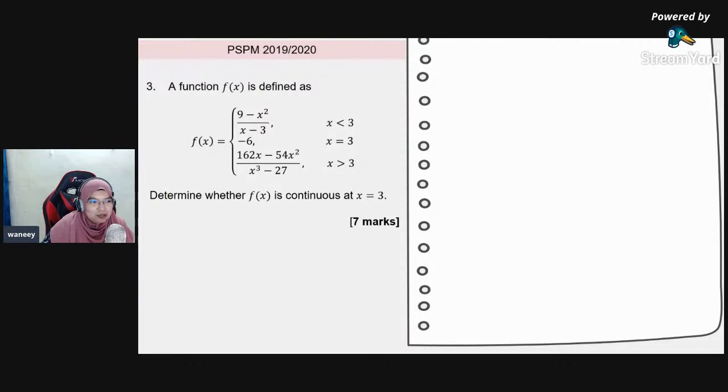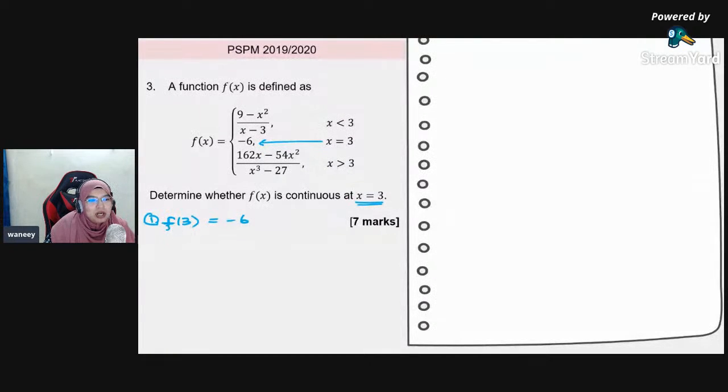Okay, so now let us check then. Ada berapa condition untuk continuity? 3. Okay, condition yang pertama. The first one, we need to define first. What is the value when x is equal to 3? So, f of 3. Make sure it is defined. So, dekat sini x sama dengan 3. Nilai dia adalah negatif 6. So, syarat kita yang pertama, f of 3 is equal to negative 6.